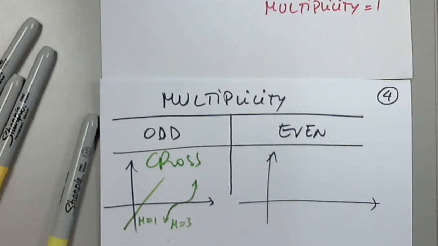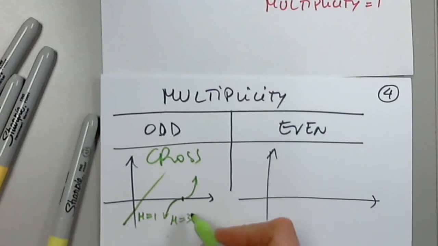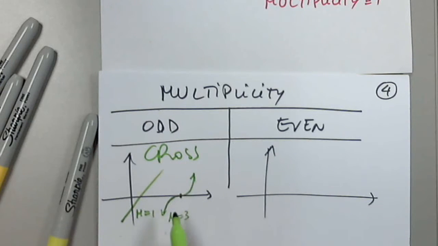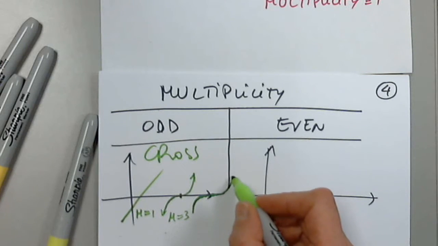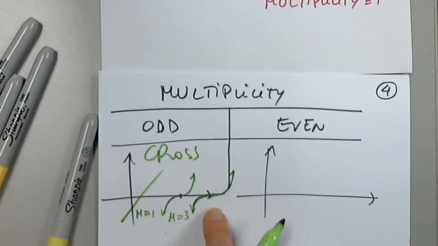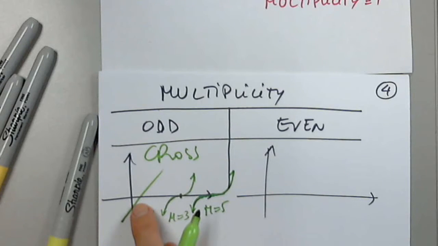How will a multiplicity 5 look like? Still a cross, but even slower than this. Still one intercept. One touch with the x-axis, but much slower than this. Something like this. Finally crossing. See the difference between these 3? This is taking more time than this. This is fast. Multiplicity 1. Multiplicity 3 takes its time. Multiplicity 5, it's even slower.